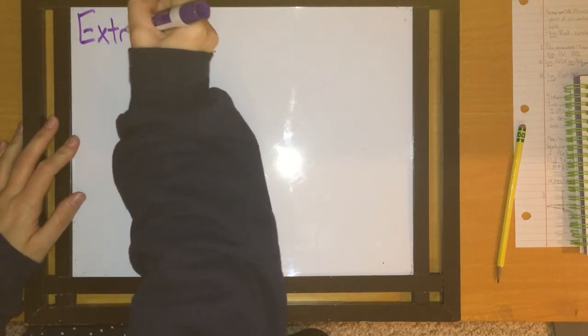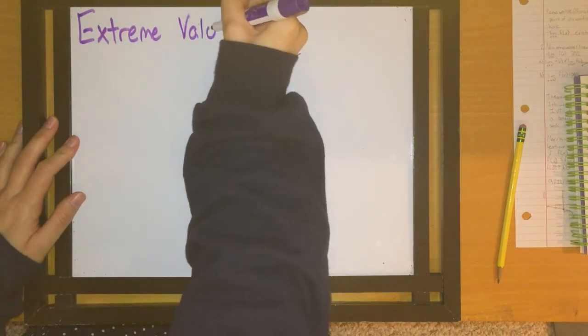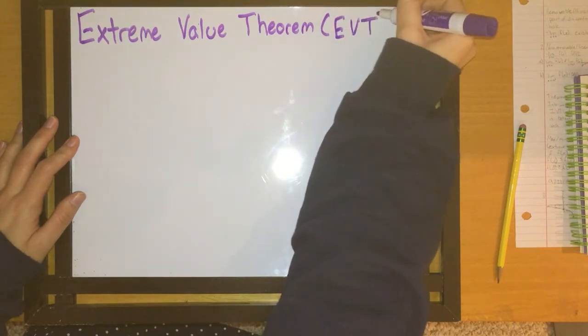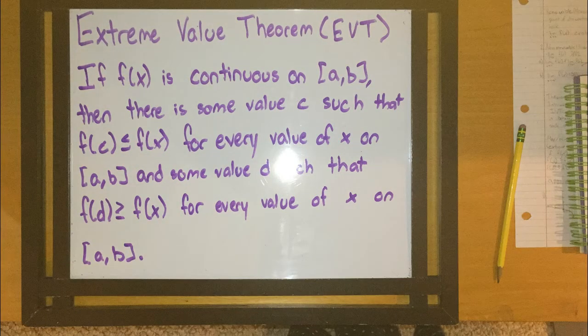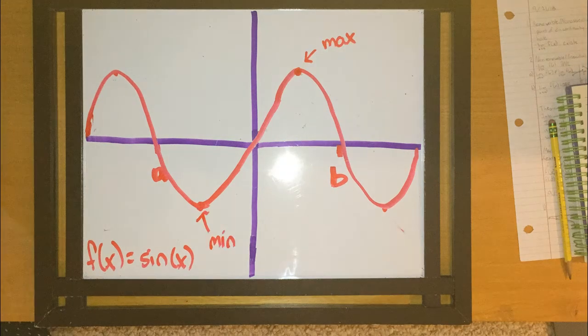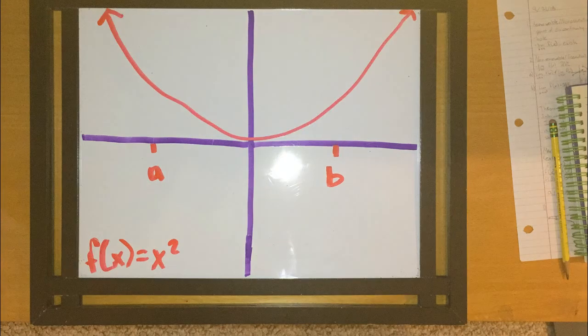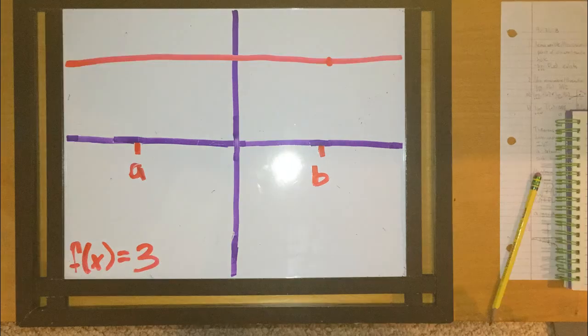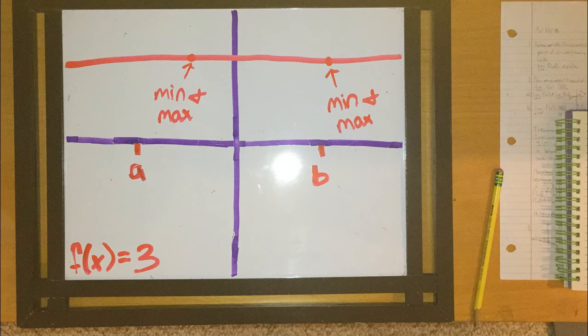The extreme value theorem says that if f of x is continuous on an interval, such as [a, b], then there is some value c such that f of c is less than or equal to f of x for every value of x on [a, b], and some value d such that f of d is greater than or equal to f of x. This means that if a function is continuous, there is a maximum and minimum on an interval [a, b]. But keep in mind that the values of f of c and f of d can be less than or equal to and greater than or equal to, so there could be more than one maximum or minimum with the same value. In the case of a constant function, every value is both a maximum and a minimum.